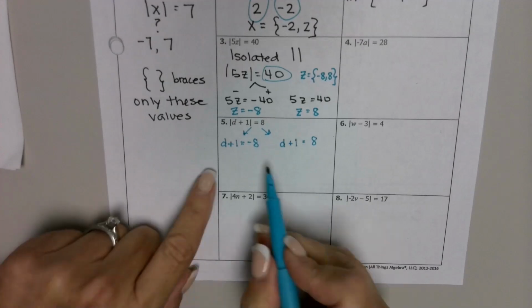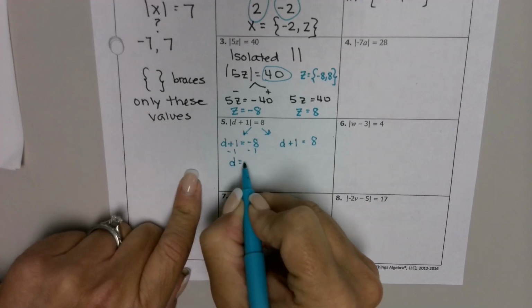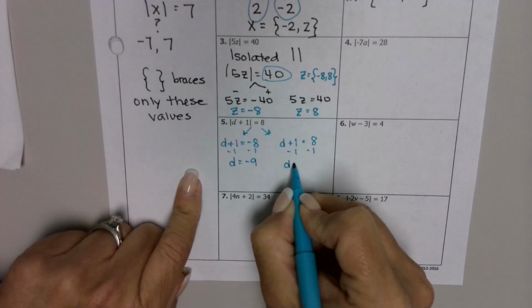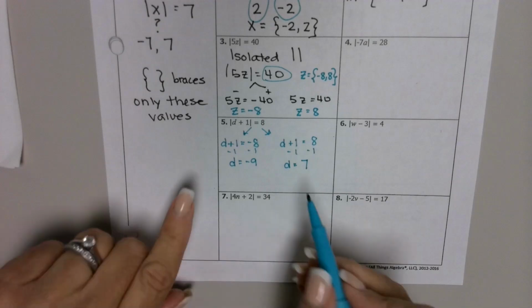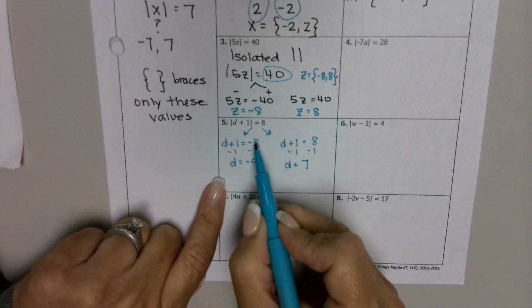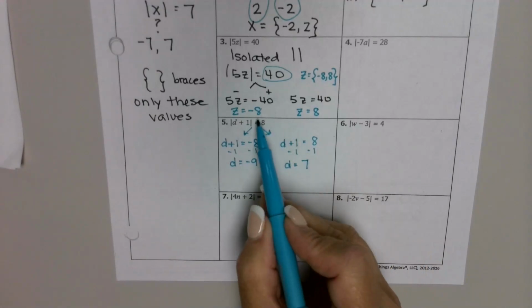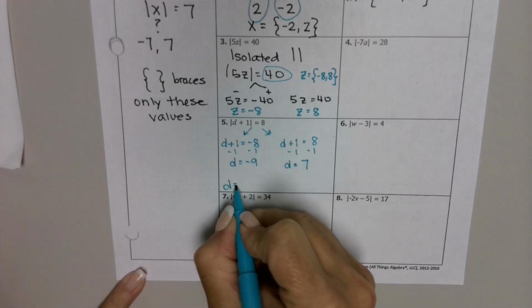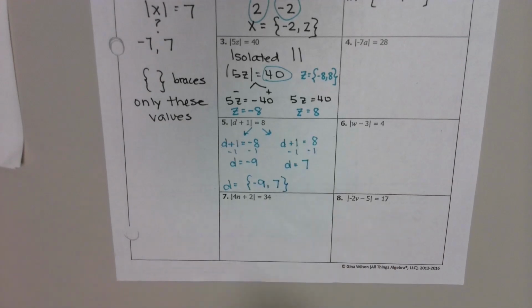So now I'm going to solve this like a normal equation. If I subtract 1 from both sides, I have d equals -9. And I subtract 1 from both sides here, and I have d equals +7. And so in an example like this, it's not the same value. So you can't assume it's going to look like number 1 or number 3, where it's just a positive and negative value. So here I would have d equals -9 to +7.